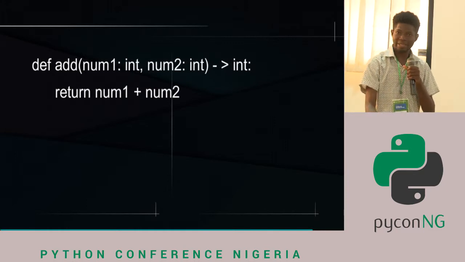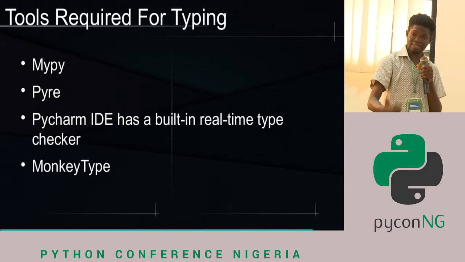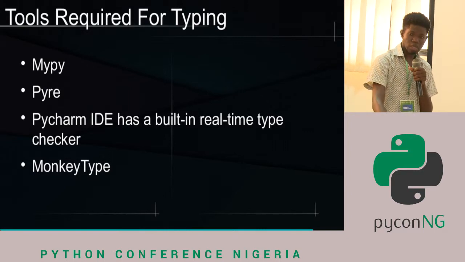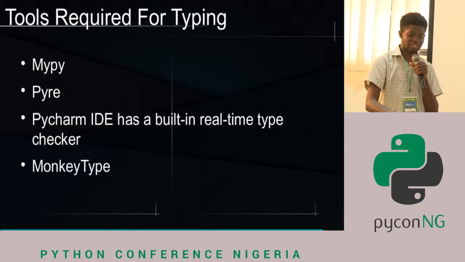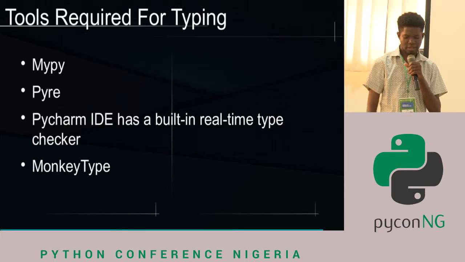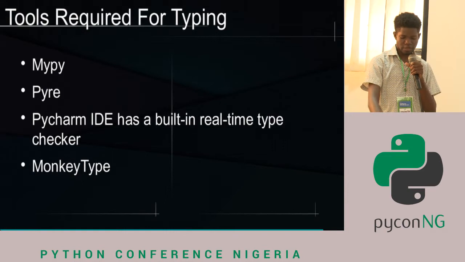A very simple example. This is another tool that does type checking. That is Pyre. It was recently developed by Facebook and it's faster than mypy. I've never tried Pyre before, but it's faster.